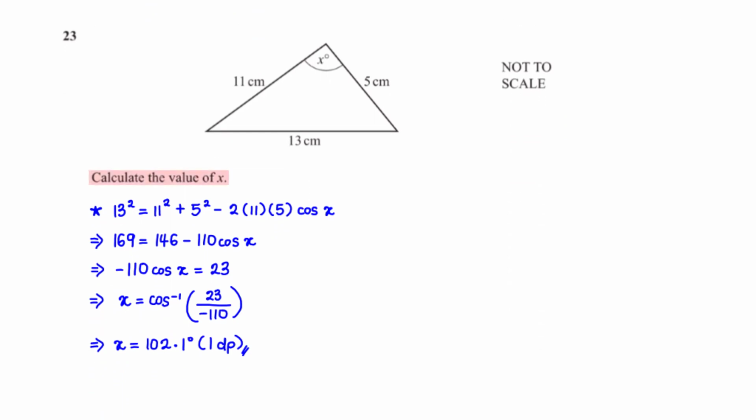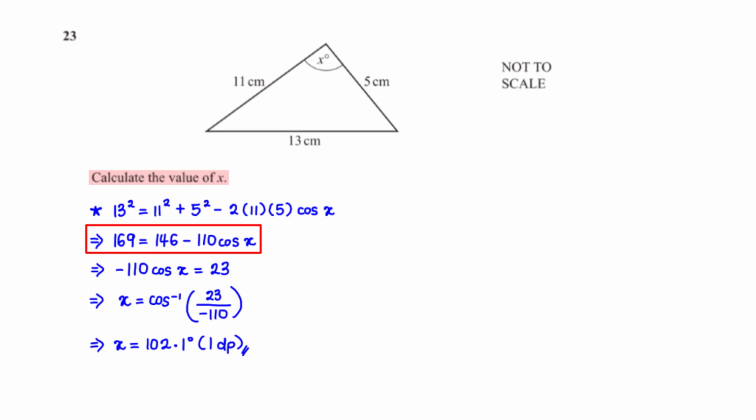Calculate the value of x. To get x, we apply the cosine rule to the triangle. This gives us 13 squared equals 11 squared plus 5 squared minus 2 times 11 times 5 times cos x. 13 squared is 169. 11 squared plus 5 squared is 146. 2 times 11 times 5 is 110.